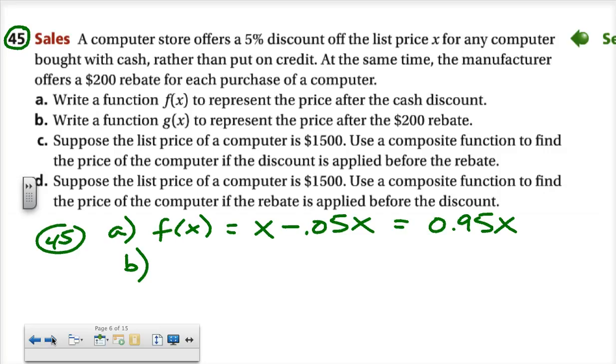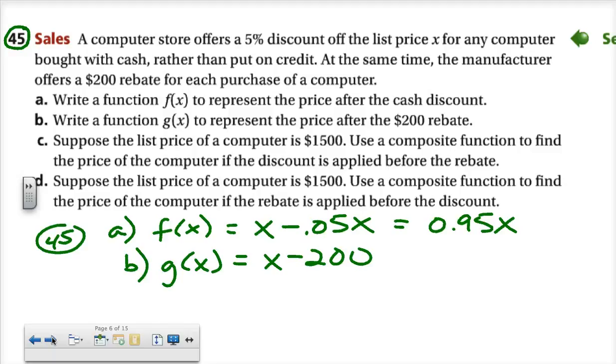And then B says, write a function g of x to represent the price after the $200 rebate. Well, a $200 rebate is just going to come from the original price minus $200. And there's no simplifying that we can do there. That's just going to be x minus 200.